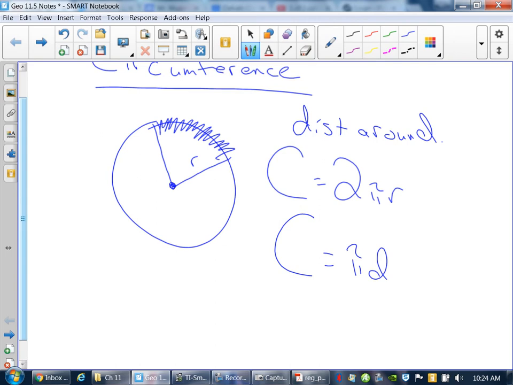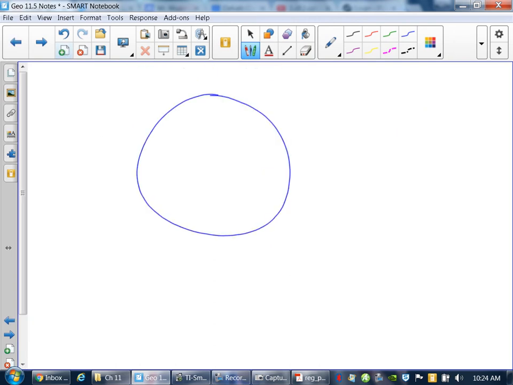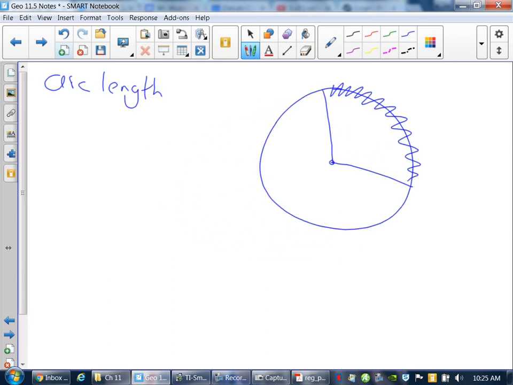So when we dealt with an arc length, and I'll redraw this picture, when we dealt with an arc length, that was the distance on a circle given by an angle. Okay. So it was a portion of the circumference. How much of that portion? Well, that depended upon the angle that you were given.